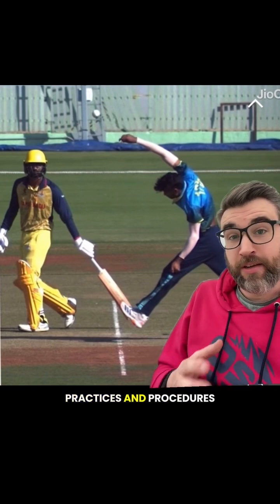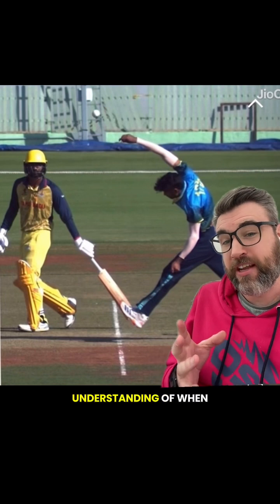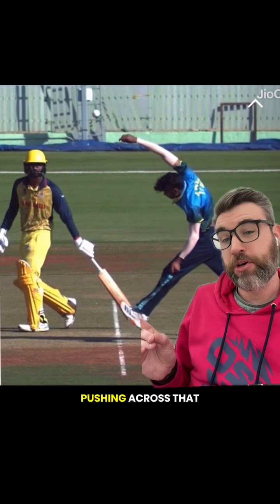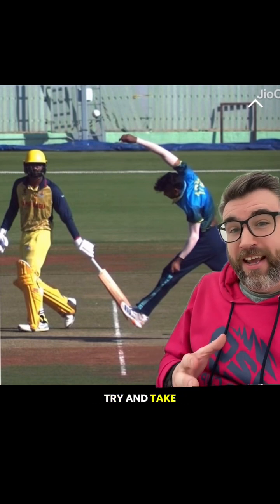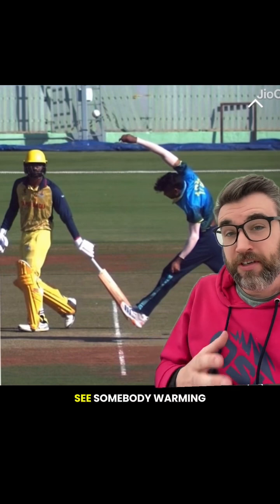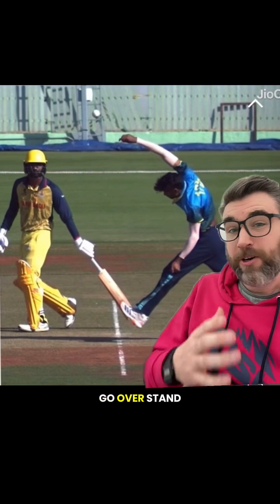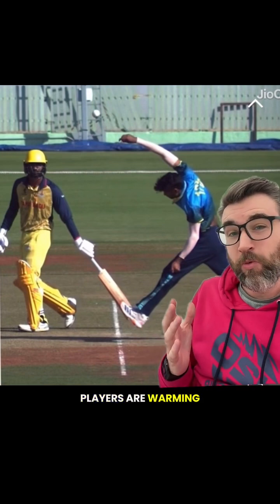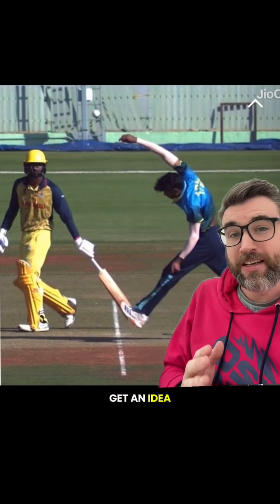Two best tips for me are to use your practices and procedures and use the knowledge that you already have to gain an understanding of when and when not there might be an issue with the front foot here pushing across that popping crease. What that means is before the game, try and take note of the bowlers warming up. And if you see somebody warming up with a strange action that you haven't seen before, go over, stand in your normal umpiring position, but where the players are warming up, and allow that bowler to run past you a few times so that you get an idea of what it looks like.